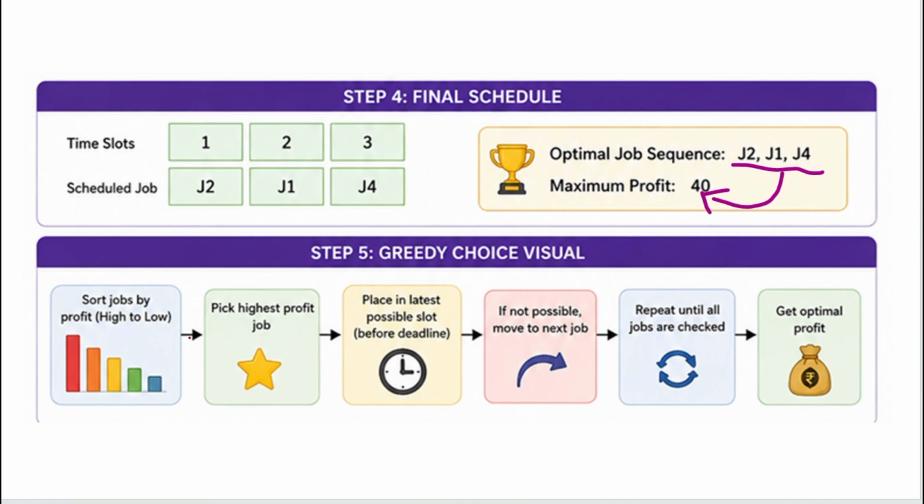So the greedy choice visual here: sort jobs by profit. Pick the highest profit job first, place it in the latest possible slot before its deadline, that is important. So place it in the latest possible slot first. If not possible, move to the next. Just skip that job and move to the next job. Repeat until all jobs are checked. Get the optimal profit.